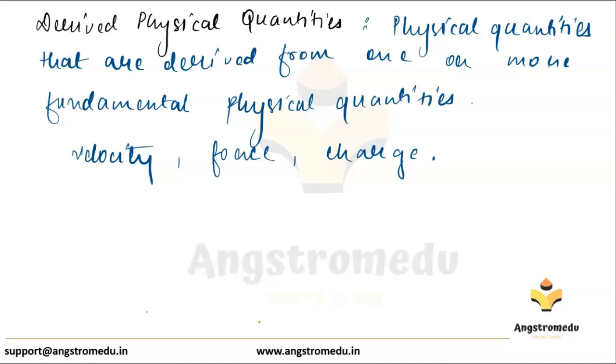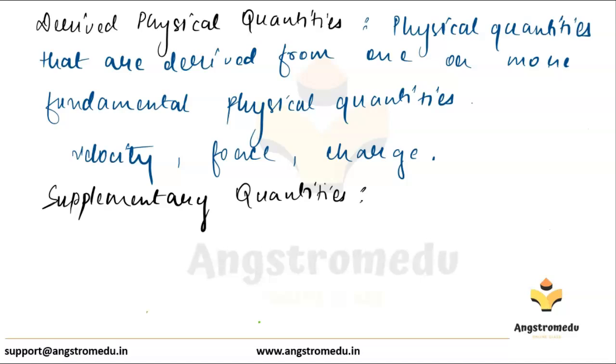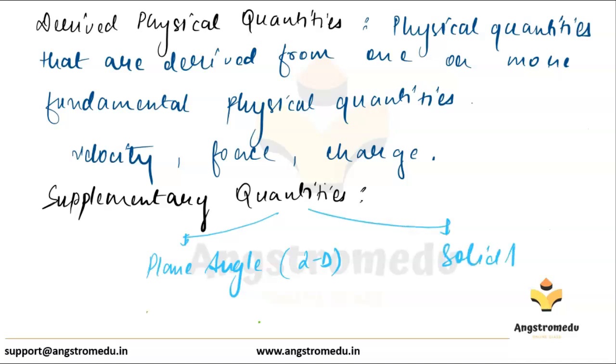Now, we have some quantities known as supplementary quantities. Supplementary quantities are basically the plane angle and the solid angle. First is our plane angle, which is in 2D, and then we have our solid angle, which is in 3D.